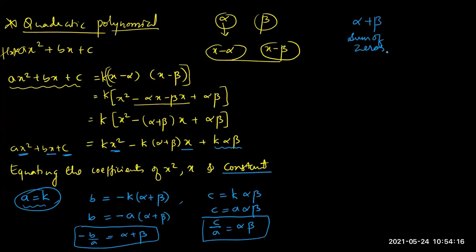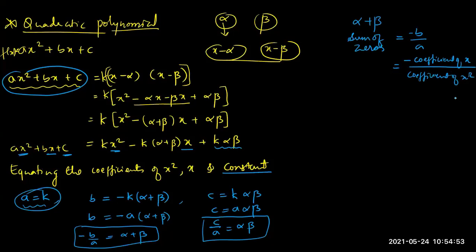Sum of the zeros. Alpha is one zero and beta is the other zero. Their sum, that is alpha plus beta, is equal to what? Minus b by a. Minus b by a means minus, as it is. B means what in the given polynomial? This is the given polynomial. B is the coefficient of x, and divided by a means coefficient of x square.